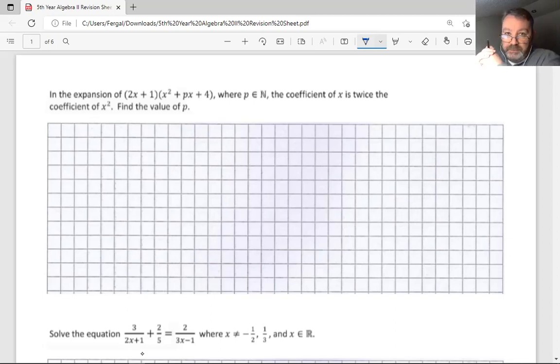Okay, so we're going to look at these questions that I gave you in class today, this revision sheet, which should prepare you very well for the test tomorrow on Algebra 2. So let's go straight into them.